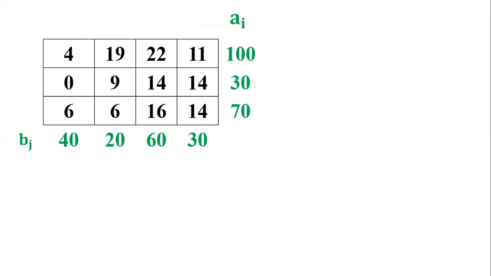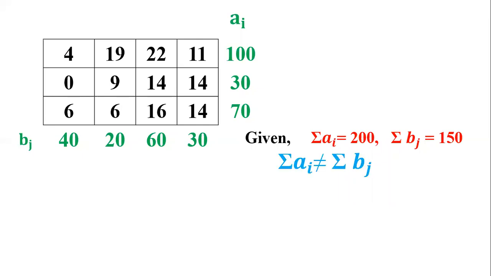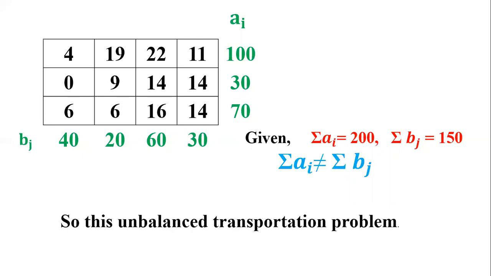Next, you have to check the necessary and sufficient condition for the transportation problem, that is, the supply and demand equality condition. Sum of ai equals 200, because 100 plus 30 plus 70, and sum of bj is 40 plus 20 plus 60 plus 30, equal to 150. So sum of ai is not equal to sum of bj. So this is an unbalanced transportation problem. If the given problem is unbalanced, we cannot solve it directly, so first convert it into a balanced one.